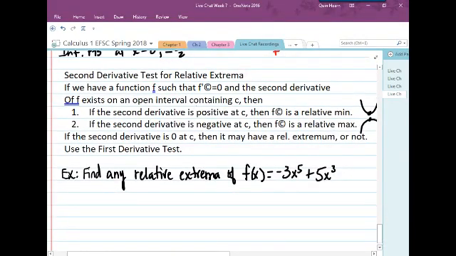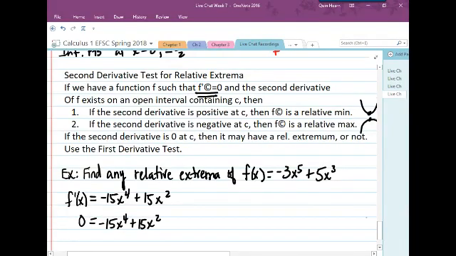All right, so the only way that we could potentially have a max or a min and use the second derivative to find it is if the first derivative is equal to 0. So remember, our first derivative that we found was negative 15x to the 4th plus 15x squared. So what we're going to do is find that value c where f prime of c is equal to 0. So we're going to set 0 equal to negative 15x to the 4th plus 15x squared.